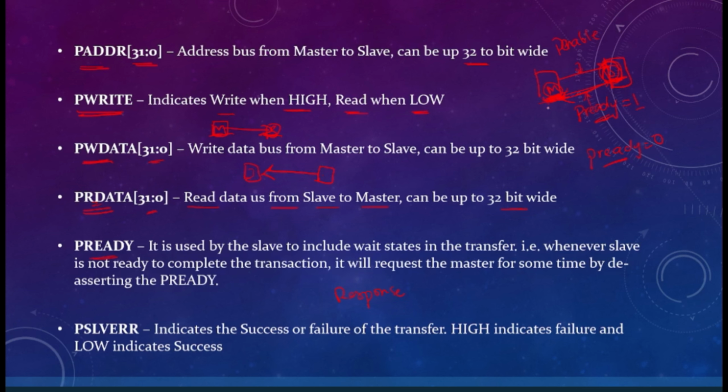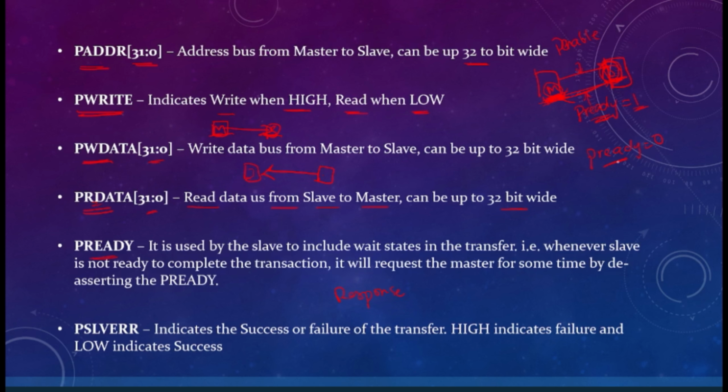The master has to wait. Here we will see these wait states. The master will be waiting until the slave is ready. That means until PREADY equals 1, the master has to wait, and then it has to send the data to the slave after PREADY is 1. Clear? So this is about the PREADY signal.